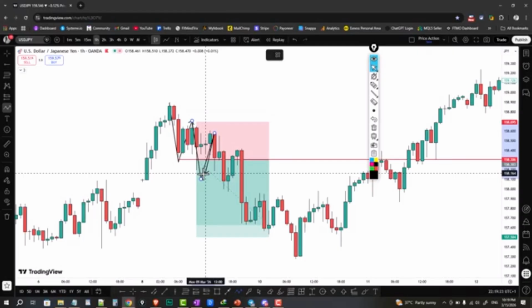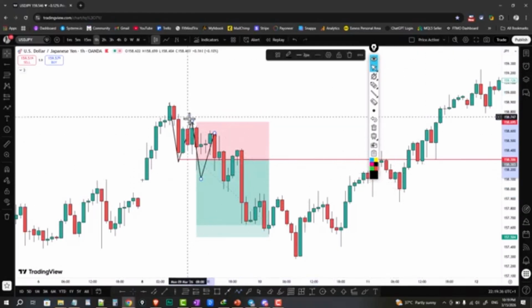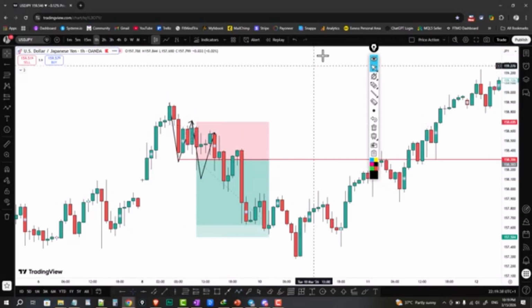And I told you that I would show you a way where you can marry both of these methods so that you can take advantage of them, and that's using multiple time frame analysis. So what does this mean? Let me quickly take this off of the chart and explain this to you in detail.